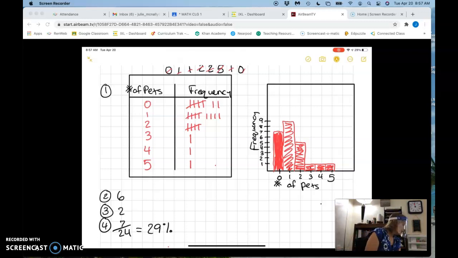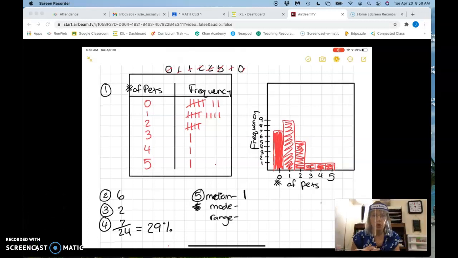And name the median, mode, and range of the data. Median, mode, and range. So which number appears the most in our data? 1. The median is 1, the mode is 1, and then the range, we do what? The biggest number minus the smallest number. The range is 5 because we're just looking at the number of pets to find the range. And that's all we have time for today, so we will practice more on this tomorrow.